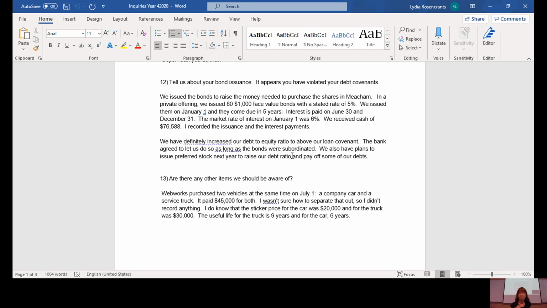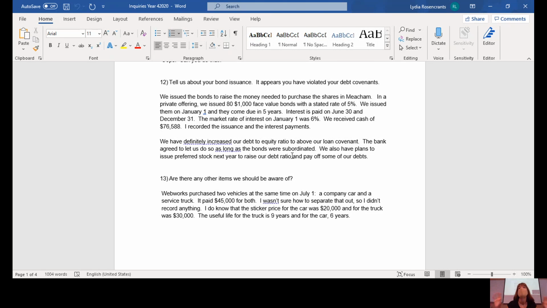And then the market rate of interest on January 1st was 6%. Okay, so on January the 1st, the bondholders were going to demand 6% interest when WebWorks had stated they were only going to pay 5%. So we know immediately that we are issuing the bonds at a what? Do you remember what the term was that I used in the video? Discount. Okay, so they were issuing the bonds at a discount.